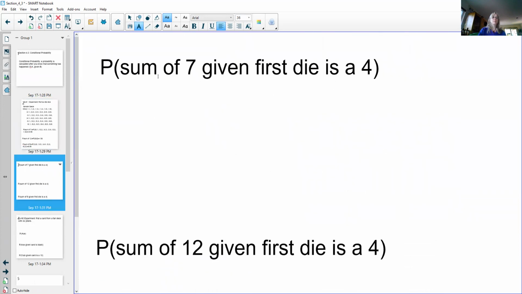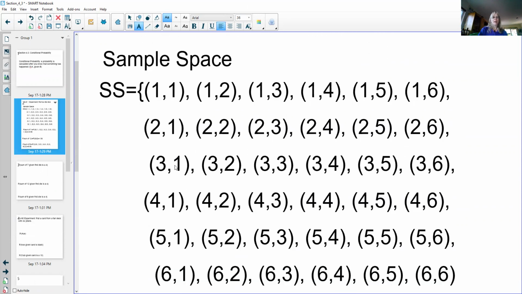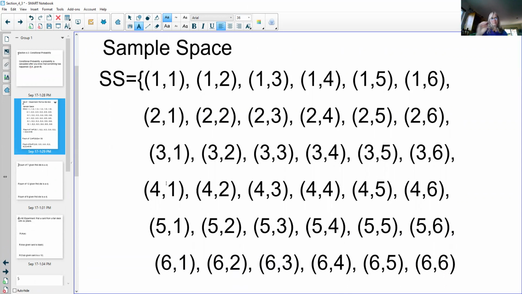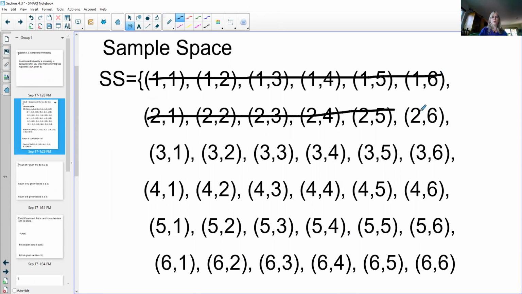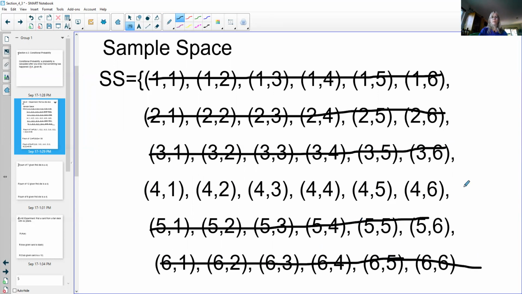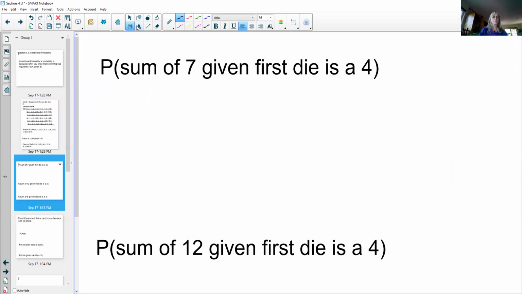Now I want to find the probability of a sum of 7, given that the first die is a 4. So if I look back at the sample space, I know I've been given the information that the first die was a 4. So I don't need any of the other values. I don't need this first row, because I know the first die is a 4. I don't need this one. I don't need this one. I don't need the 5s, and I don't need the 6s. So the only things I need are 4,1 through 4,6. So we can actually say we have a new sample space here, and I like to call it a restricted sample space.